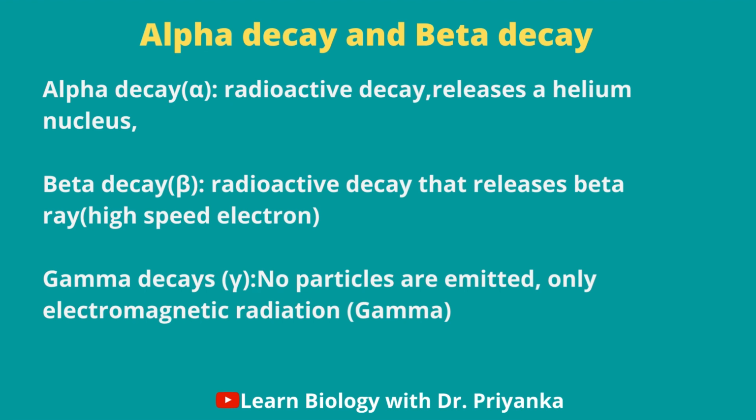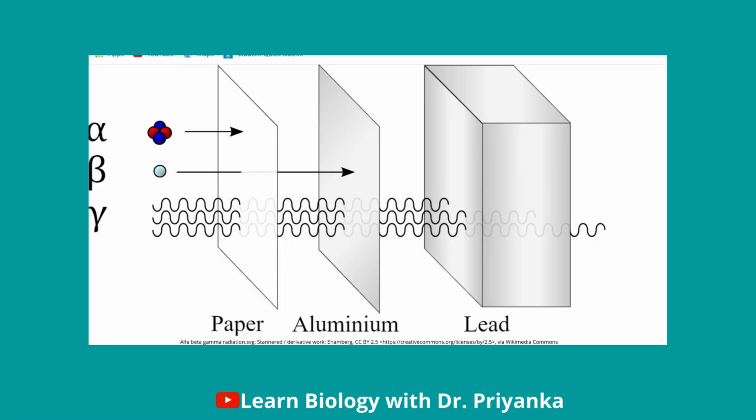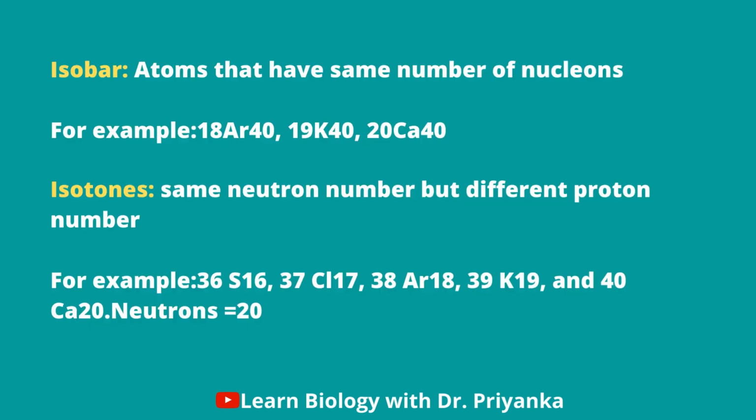If we pass the 3 types of radiations through paper, we see that alpha particles are not able to move through paper, while beta radiations move through paper but can't move through aluminum, and gamma rays can pass through paper, aluminum and lead. So they are very effective radiations. Now we come to isobars. Isobars are atoms that have the same number of nucleons. For example, 18 argon, 19 potassium and calcium all 3 atoms have the same mass number, so these three atoms are considered isobars.